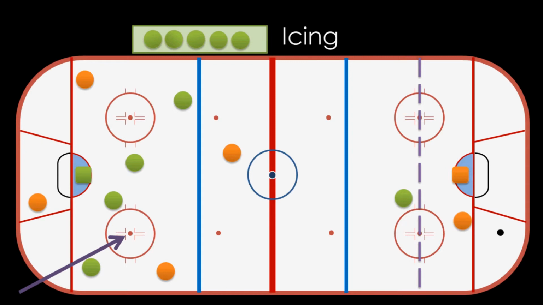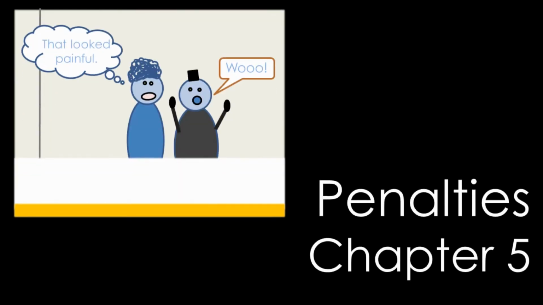The final chapter of our overview of hockey here is penalties. Being called for a penalty is basically the hockey equivalent of being sent to timeout. A player who violates a certain rule must sit in the penalty box for a certain amount of time.